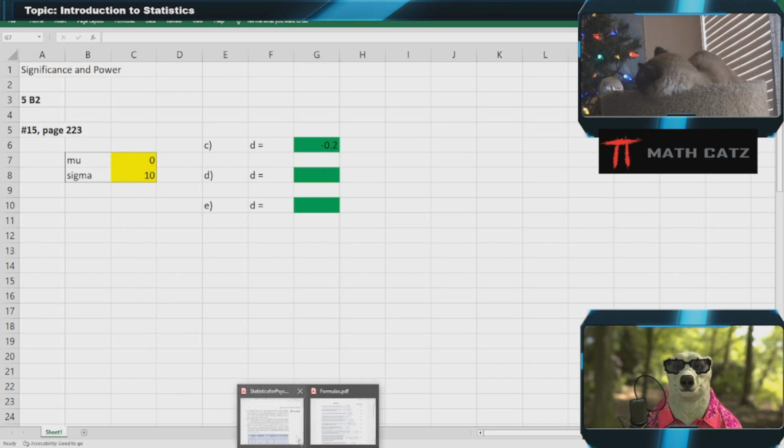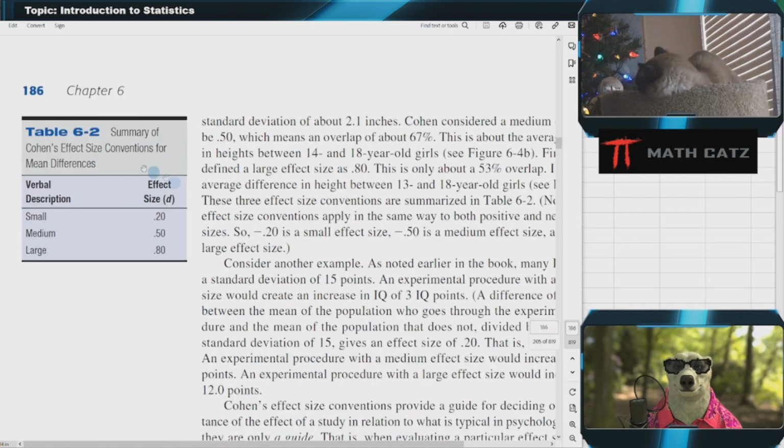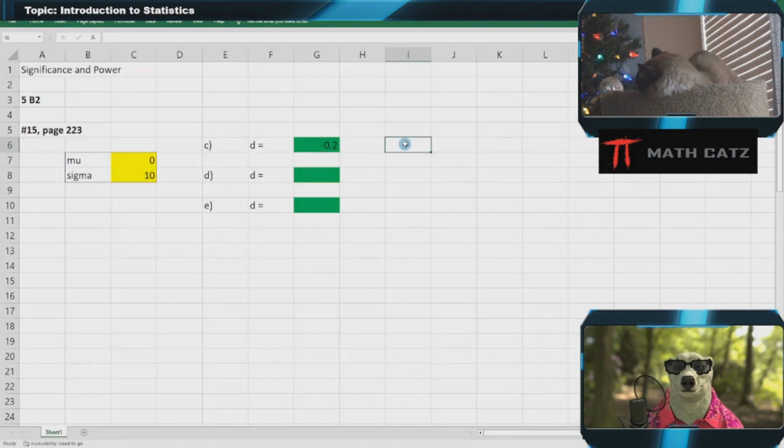And we can go look at, for example, the table provided on page 186 that gives you the conventions for when we call it a large effect, a medium effect, and a small effect. So this one will be a small negative effect.